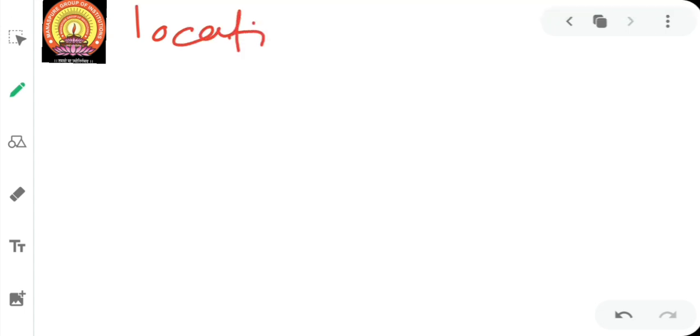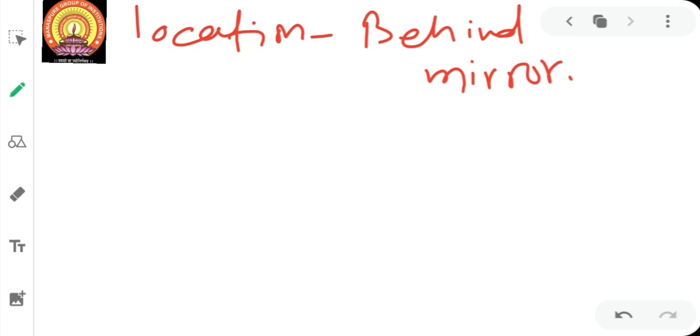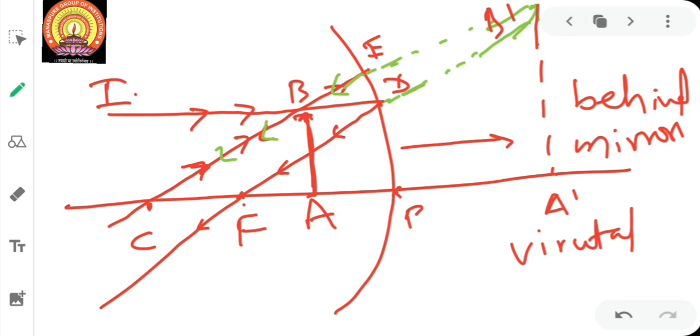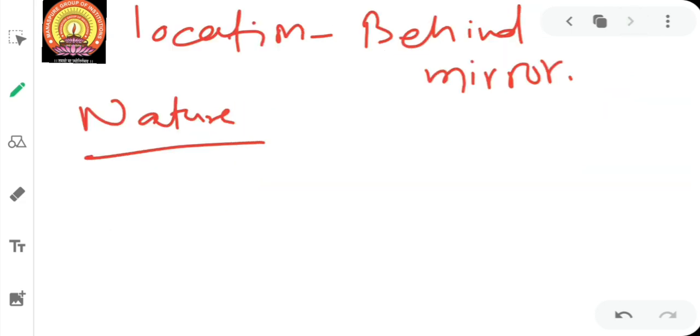First of all, let us talk about location. The location is behind the mirror. Then the second thing, the nature. See the nature of the image. The image is imaginary. It is not real, because for a concave mirror, if it were in front it would be real, but it is on the back side, somewhere diverging at the imaginary point after extending. It means that that is a virtual image.